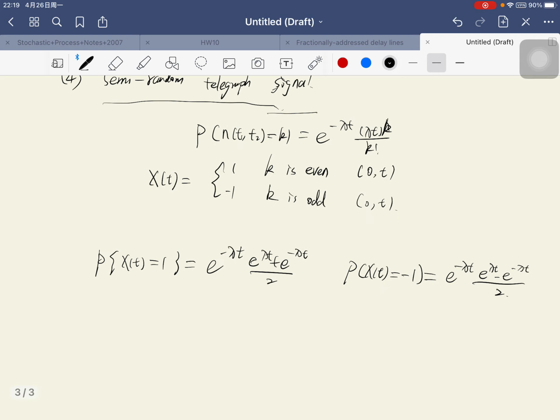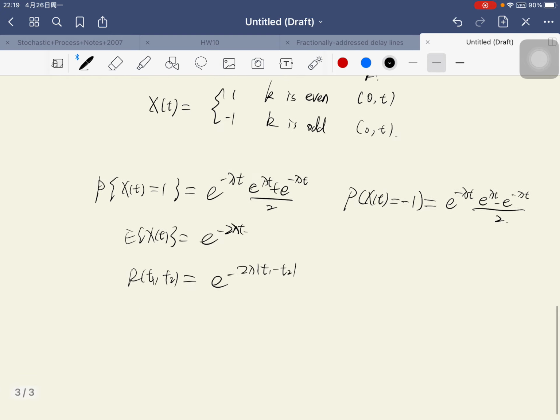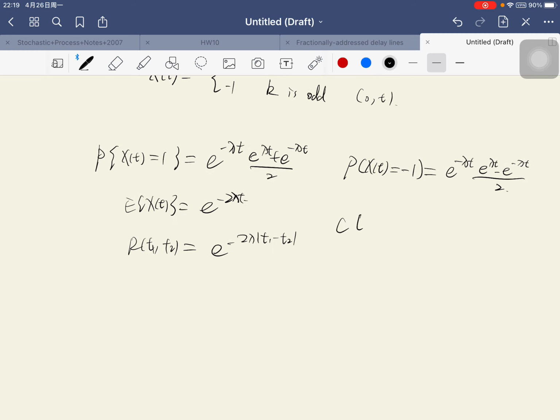And the expected value of it is equal to this one, and the autocorrelation of t1 and t2 is equal to a function of the absolute value of t1 minus t2, and the autocovariance of it is equal to the autocorrelation minus the product of the means at t1 and t2, and this function is the autocovariance.